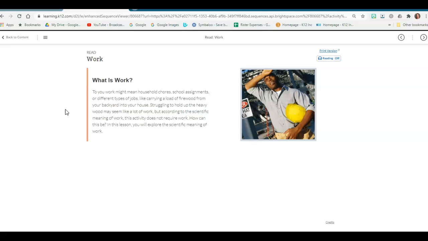if the activity does not require work, this activity, you're holding logs in your hand and you're not moving, they're just holding, staying there. So there's a definition of work, and if the object doesn't move, it's saying work is not being done. So how can this be? So in the lesson, we're going to take a look and make sure we understand what work means.